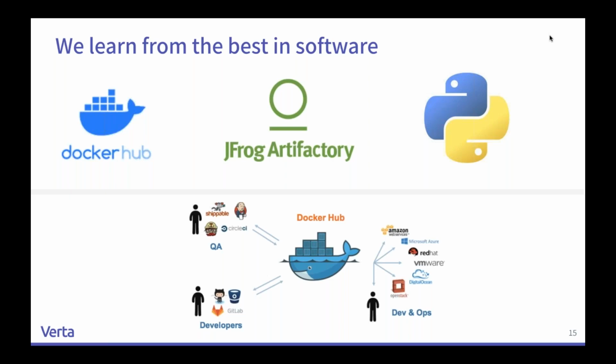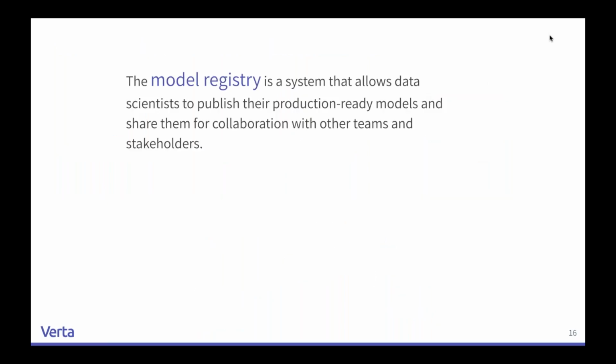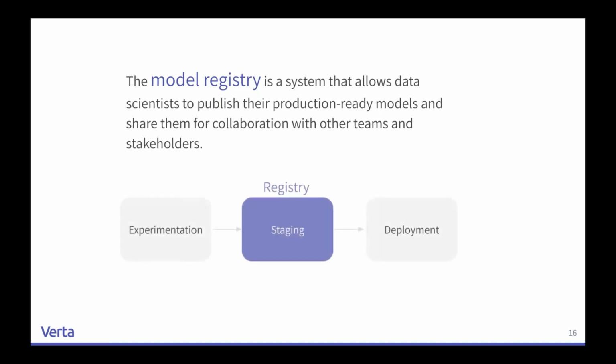So how does this translate to ML? We should be learning from it. So a model registry, similar to, say, an artifact registry, is a system that allows data scientists to publish their production-ready models and share them for collaboration with teams and stakeholders. So where it fits into your workflow is you're doing a bunch of experiments. You might be in your Jupyter notebook. You find some version of your model that works super well. You publish it to the staging area, which is the registry, and then consumers of your model can then pick it up for deployment or for integrating it into their particular workflow.